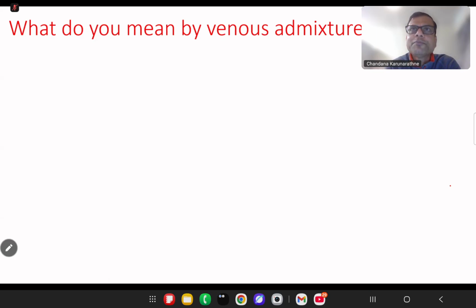We talked about dead space. We talked about VQ mismatch. We talked about shunt. What is this one? What is venous admixture? Anyone knows?